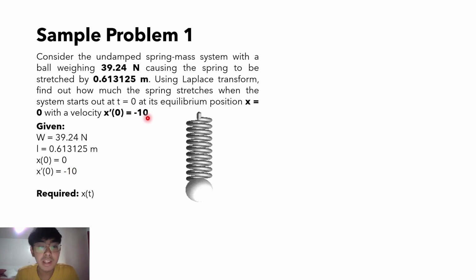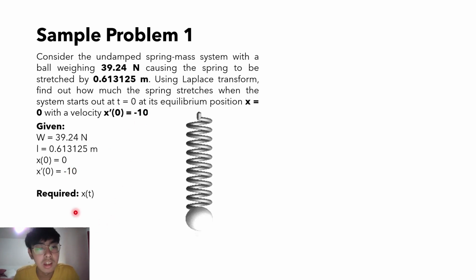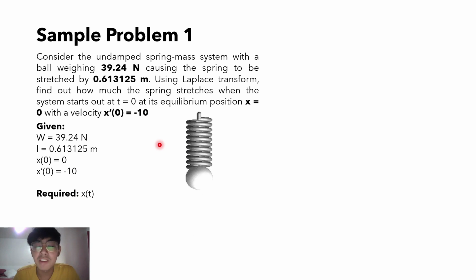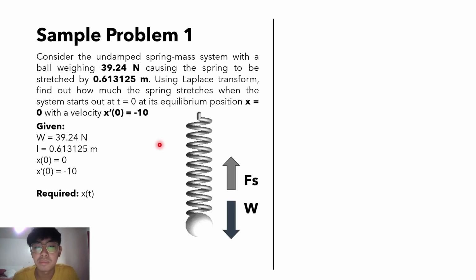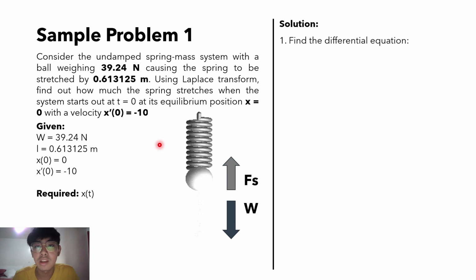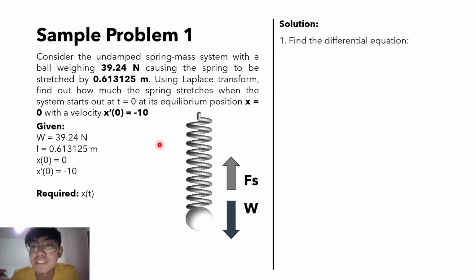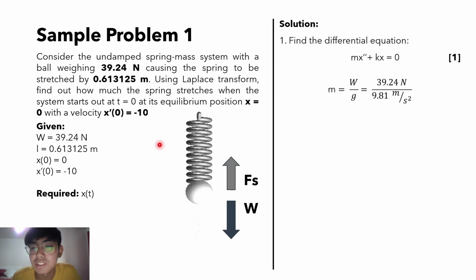So what we're trying to find is how much the spring stretches, and we're not going to find that without the position equation, or the equation of motion, I mean, and that's what we're going to find. So let's draw the FBD first. The first step in our solution is to find the differential equation. So this is our working equation.